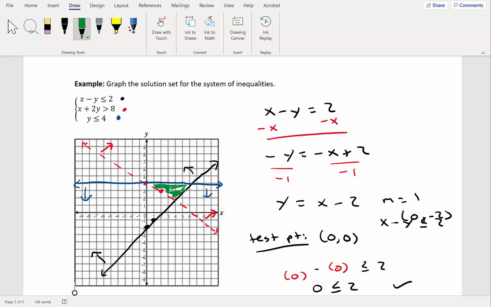But if you take a look at that part in the middle, this little triangle, this is covered by all of the inequalities. It's covered by the first one, it's covered by the second one, and it's even covered by the third one. So that little green section is going to be the solution to our system of inequalities. This is the section where they all have in common. So any ordered pair that's in this section will make all three of those a true statement.